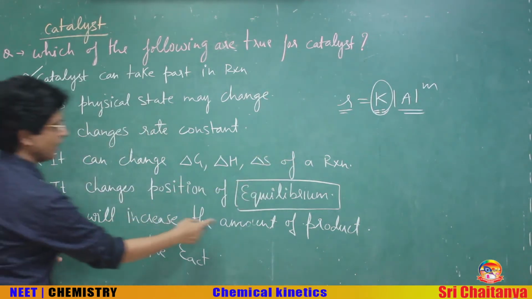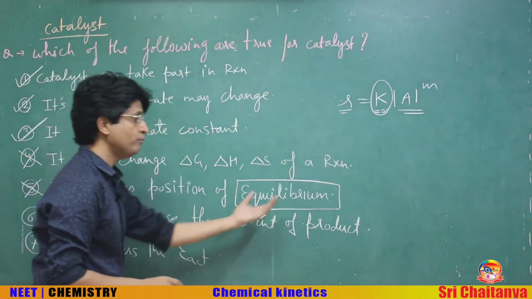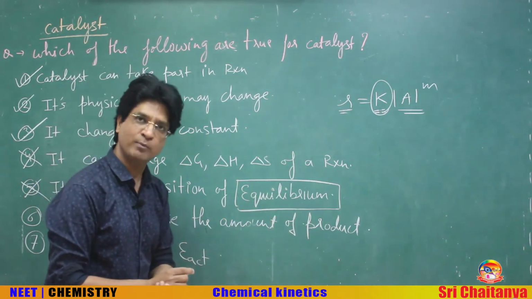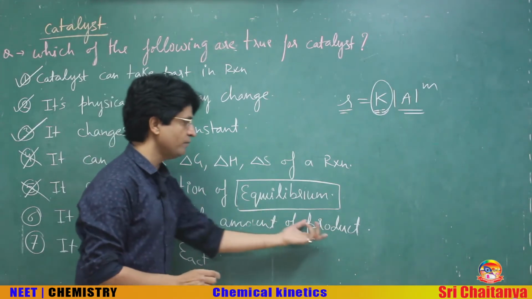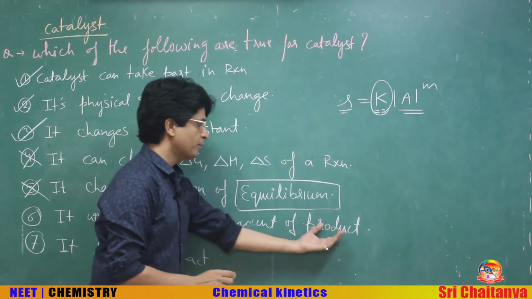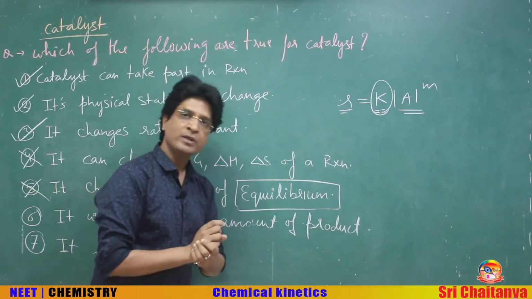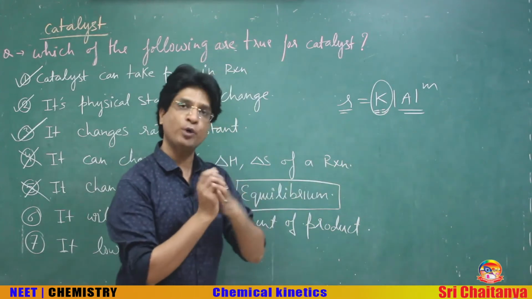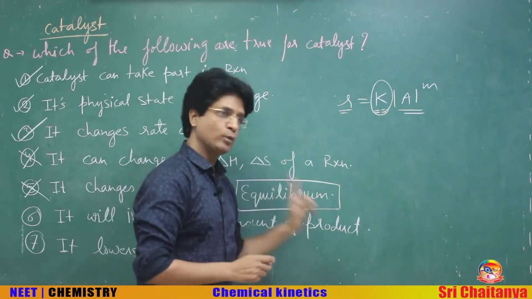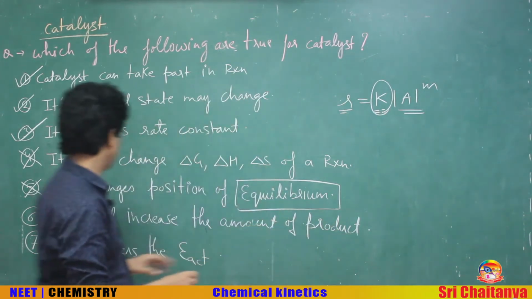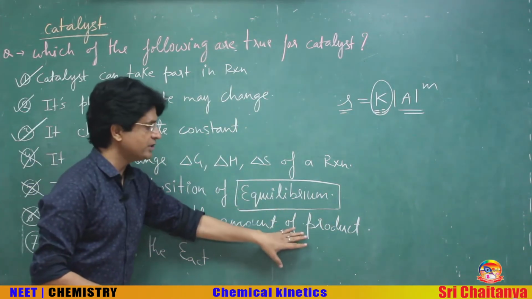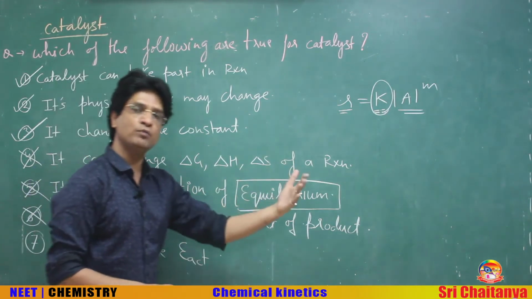It will increase the amount of product. Now the amount of product, how much of it will be produced, is again a property of thermodynamics. It is again a property of delta G, how much of the product will be formed. I told you in the beginning that thermodynamics decides how far the reaction will go, how much product will be formed. This is thermodynamics again and not kinetics. So it will not change the amount of product, only it will change the time required to form the product.